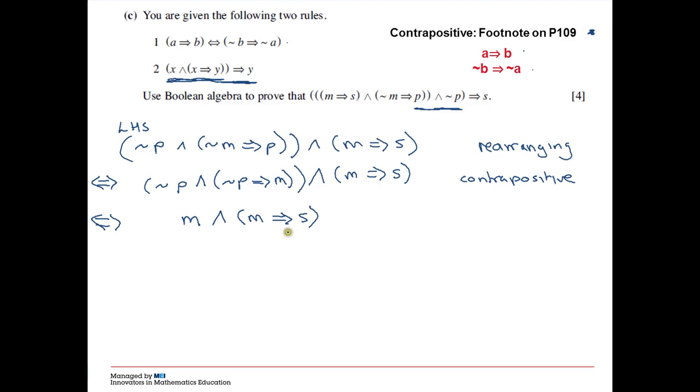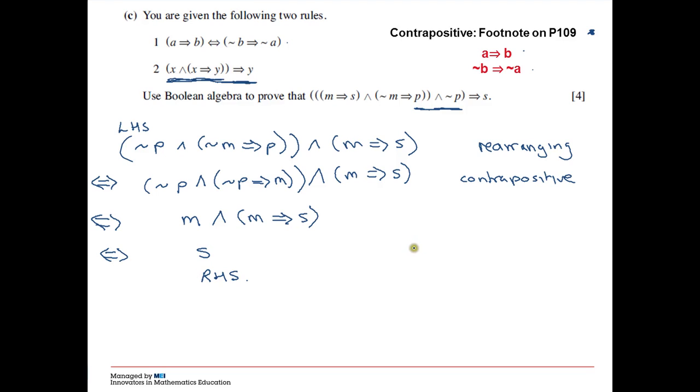And similarly up here again, only this time we've got M and M implies S, so that's going to be just the same as S, which is our right hand side. So by using the two rules up there, we've managed to prove that statement using Boolean algebra, and it's not so bad.